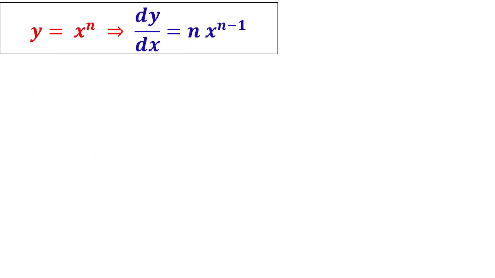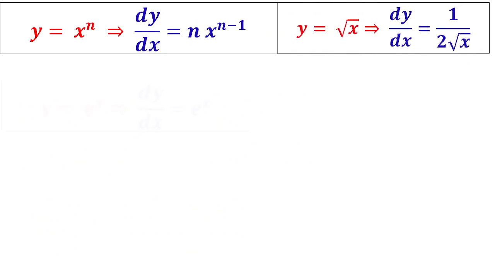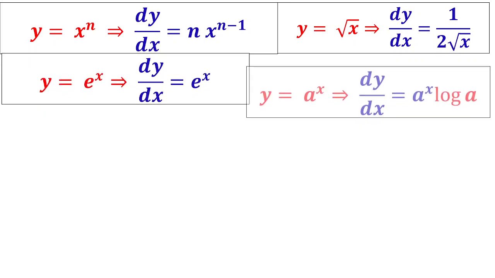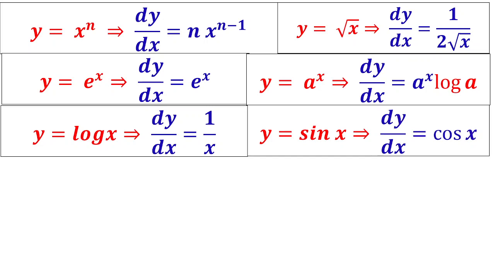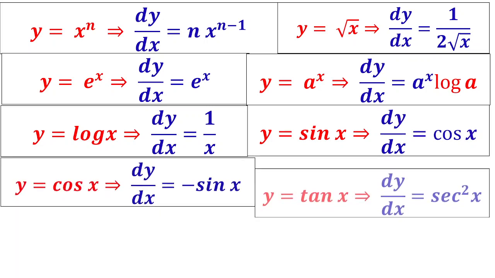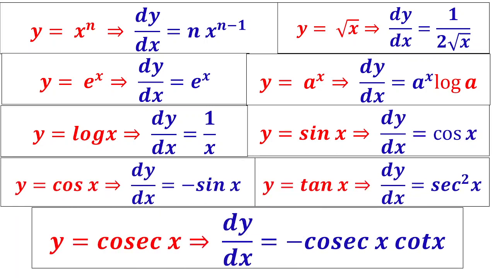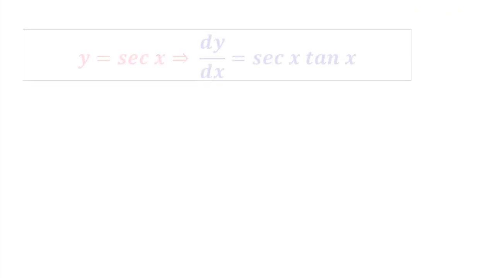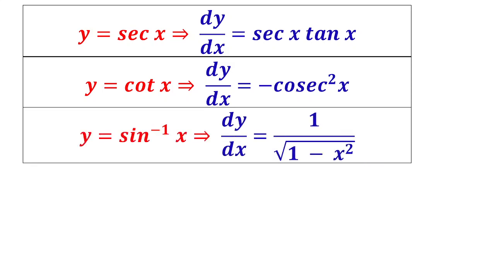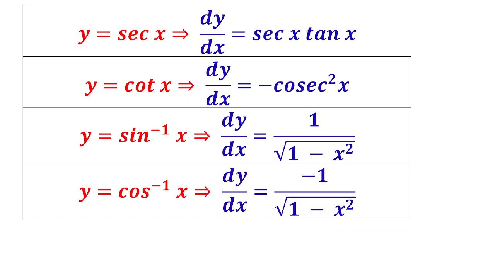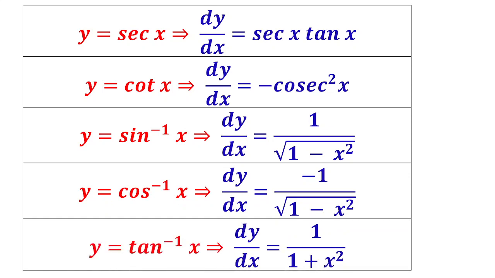We will also recollect the formulas of derivatives very quickly. x power n gives n x power n minus 1, root x gives 1 by 2 root x, e power x gives e power x, a power x gives a power x log a, log x gives 1 by x, sin x gives cos x, cos x gives minus sin x, tan x gives secant square x, cosecant x gives minus cosecant x cot x, secant x gives secant x tan x, cot x gives minus cosecant square x, sin inverse x gives 1 by root 1 minus x square, cos inverse x gives minus 1 upon root 1 minus x square, and tan inverse x gives 1 upon 1 plus x square.